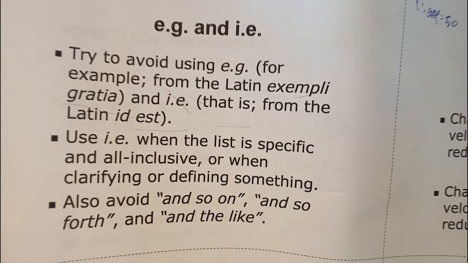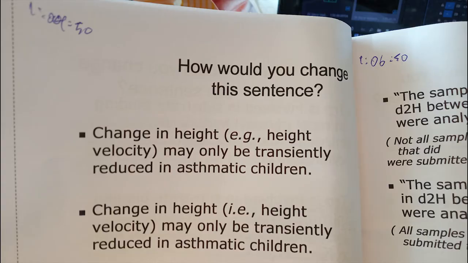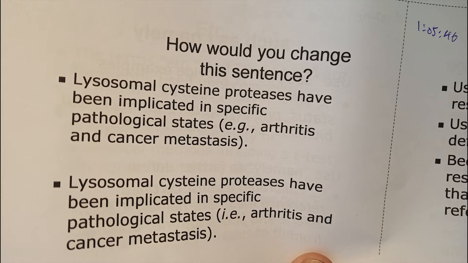But if you really want to use e.g., remember, e.g. means examples. There are more, and i.e. means definition. This is everything. This is all of it. Change in height, e.g., height velocity, may be reduced in asthmatic children. Now, this author, when he says e.g., he actually doesn't want to give an example of height. He wants to define height. So he should say i.e. When you want to exactly tell us, this is such as, this is namely, you should be saying namely. This is exactly the type of height that I'm talking about. I am defining it for you. Or here, another mistake. These have been implicated in specific pathological states. And then he puts example, but actually he wants to define what those specific states are, so it would be better for him to say i.e. here, or namely.